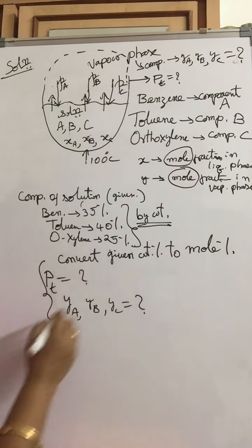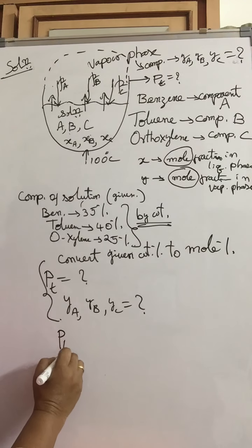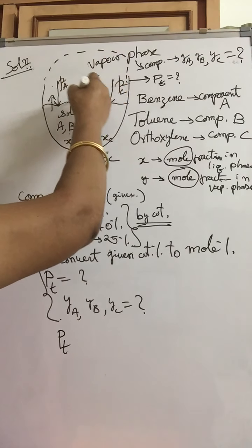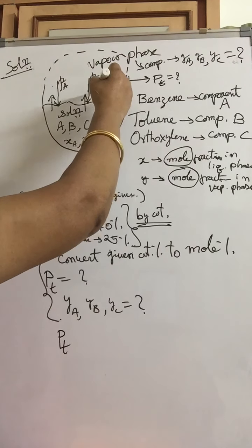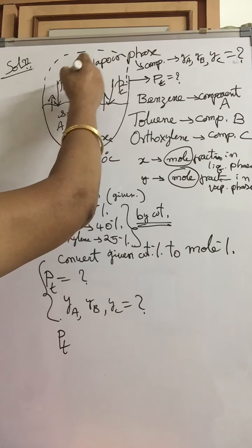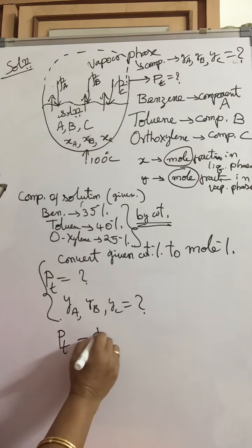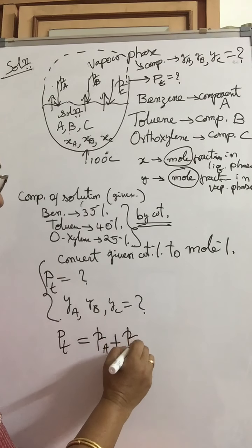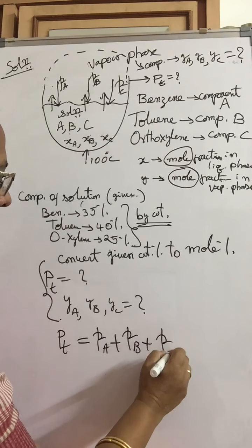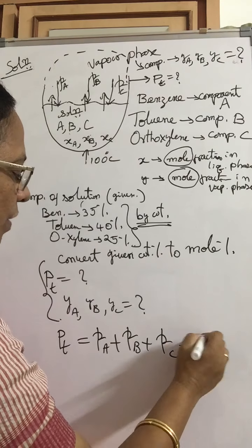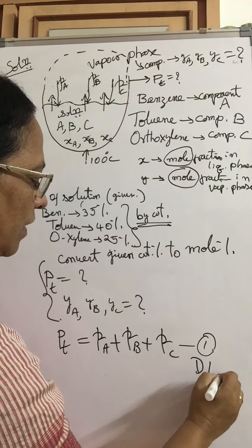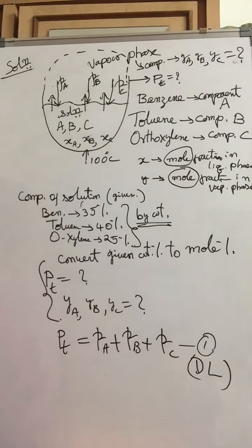Now, first to calculate PT, you need to calculate the total pressure exerted by this vapor. So PT equals PA plus PB plus PC. That is Dalton's law. Let it be equation 1. This is Dalton's law. Okay.